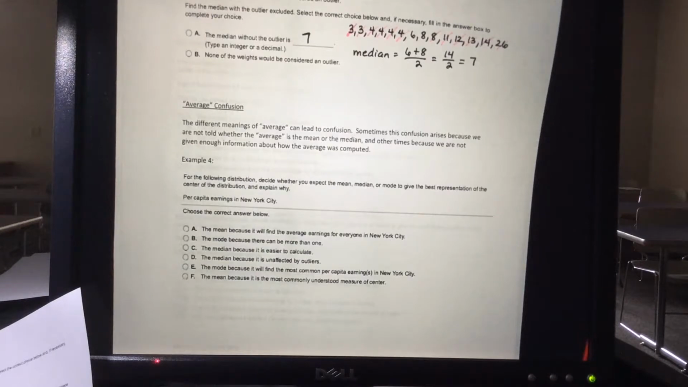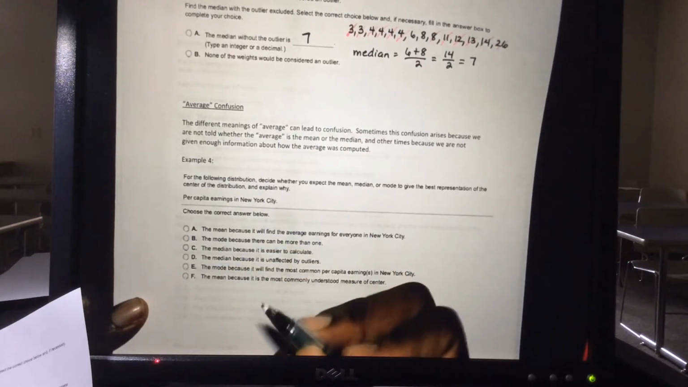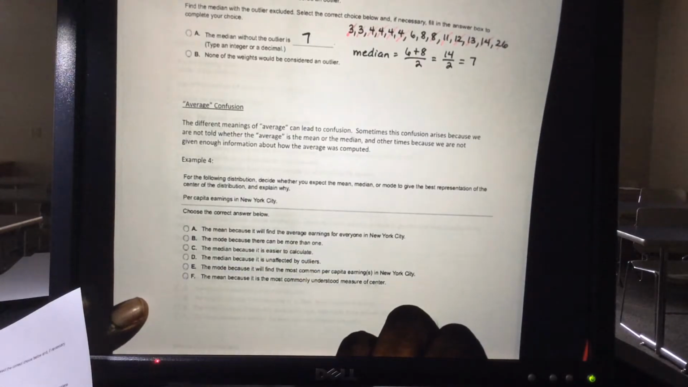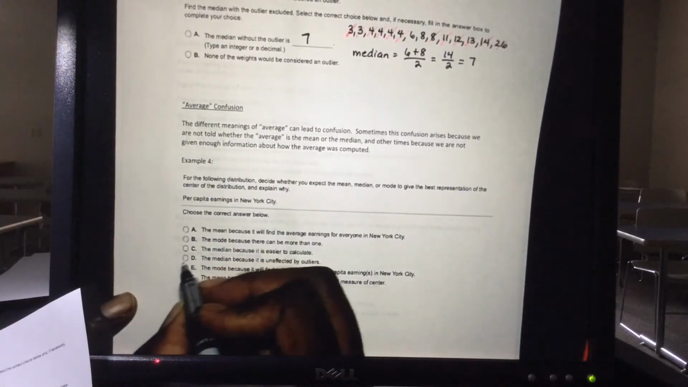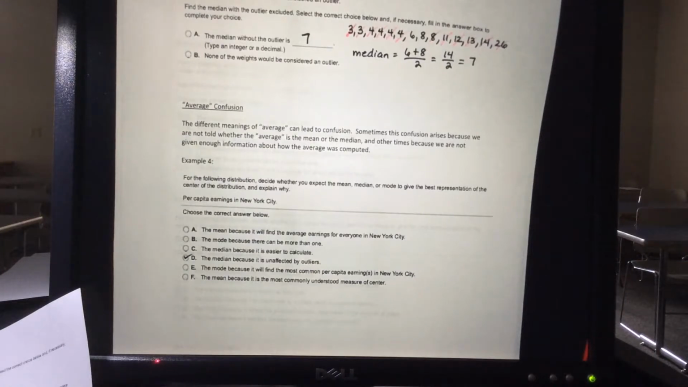Like here, per capita earnings in New York City. And usually they will use the median as a way of determining what they call the average here, per capita earnings, because, you know, per capita earnings could be small, and in some cases you may have large numbers for per capita earnings. Okay, so we use the median since it's unaffected by outliers in this case.